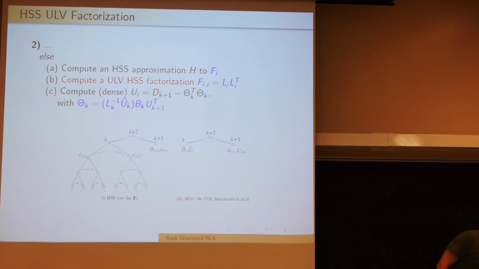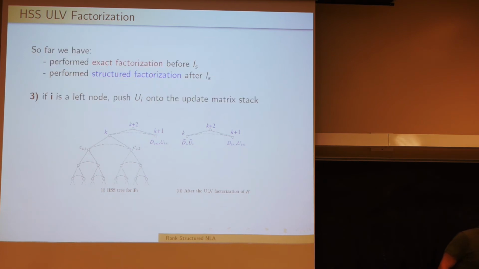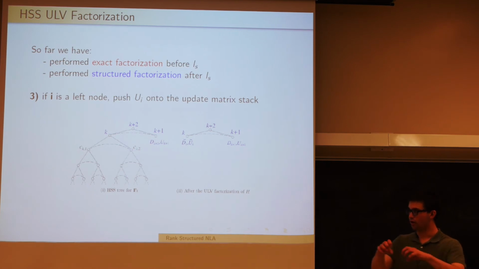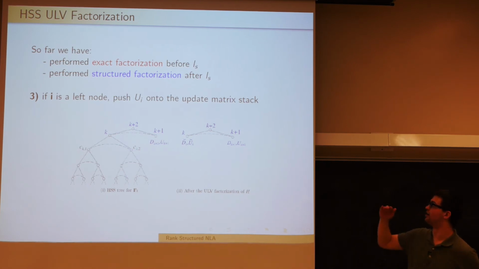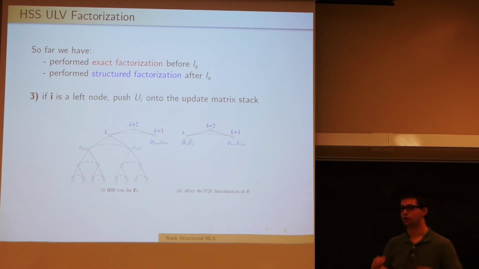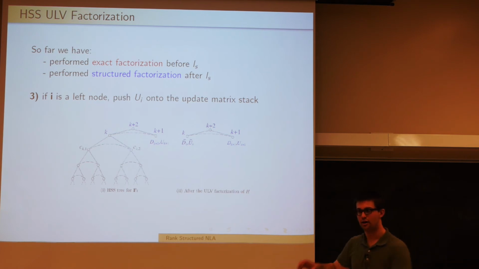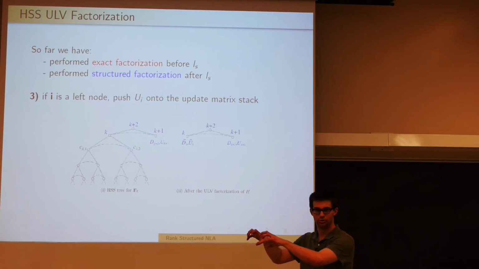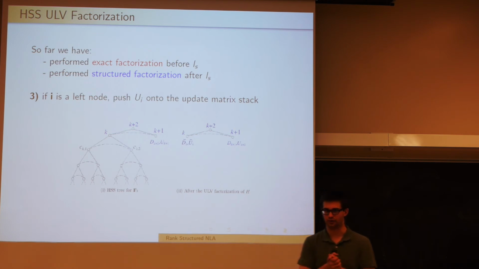So to kind of summarize what we've done so far, and then I'll pause for questions, we've factorized the matrix at different nodes, and we've done exact factorizations before the switching level. And after the switching level, we first do HSS approximations to all the Schur complements, and then do structured factorizations. So now we don't have our ULV factorization yet, but at individual nodes, we factorized all the Schur complements. Is that clear so far?